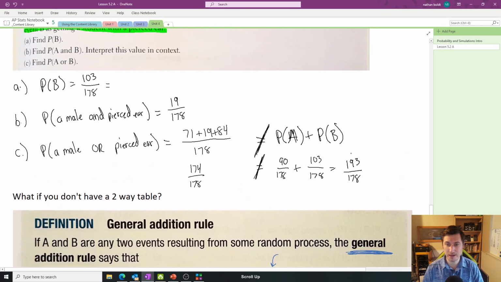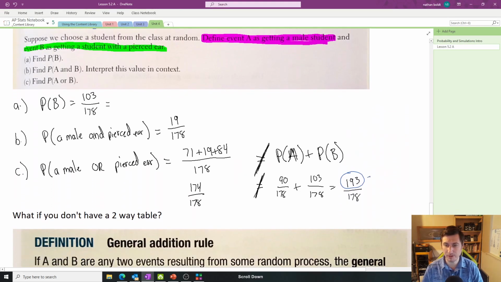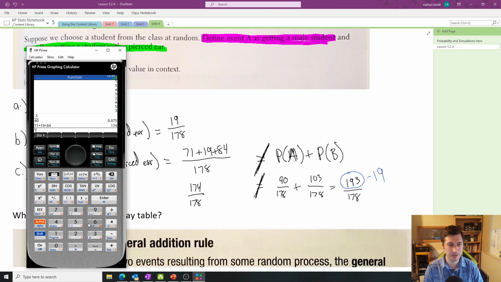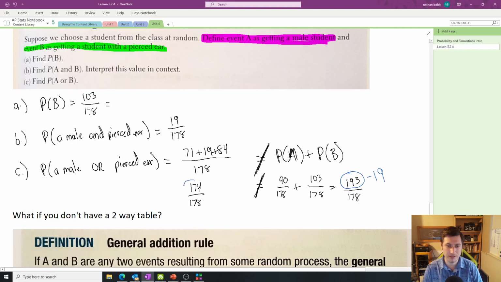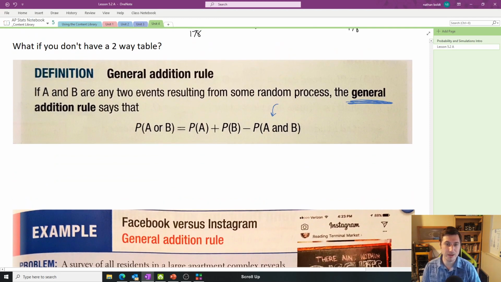And I can do that up here with the 193 if I subtract off the 19, because I double counted it. 193 minus 19 fixes it to 174 and makes it right again. Okay, that's the general addition rule. So now that we know that, we don't need the two-way table anymore.